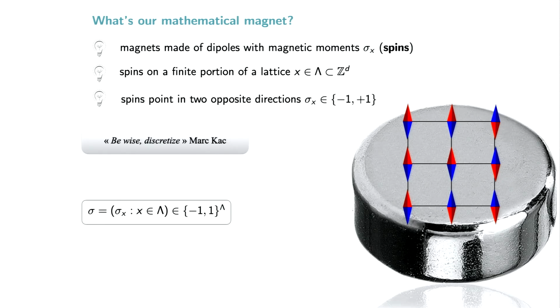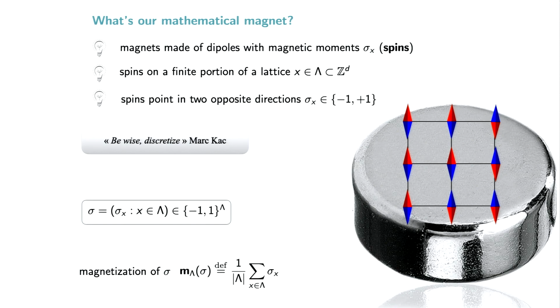Okay? And now I need to think, well, what do I want to measure on this magnet? What I'm going to measure is the total magnetization, or the average magnetization. I'm just going to average the spins, so m of sigma is the average of the spins. If all the small magnets are pointing north, this magnetization is +1. If roughly half of them are pointing north and half are pointing south, you get basically 0 average.